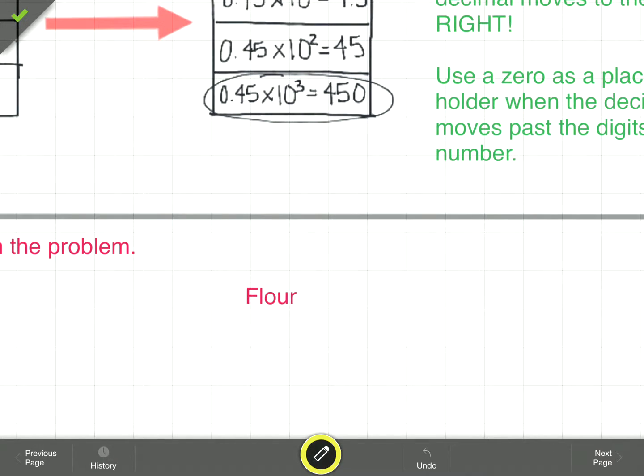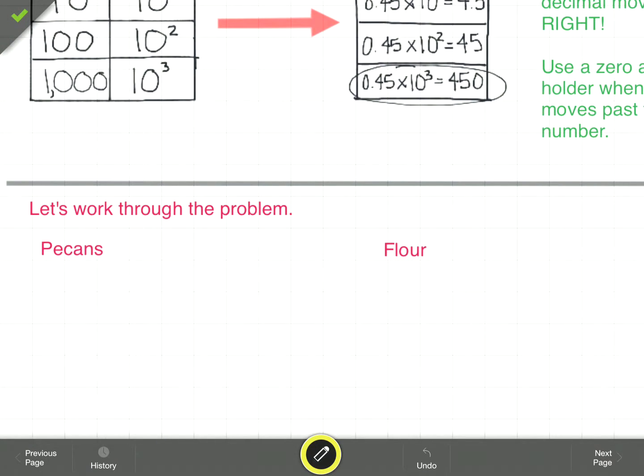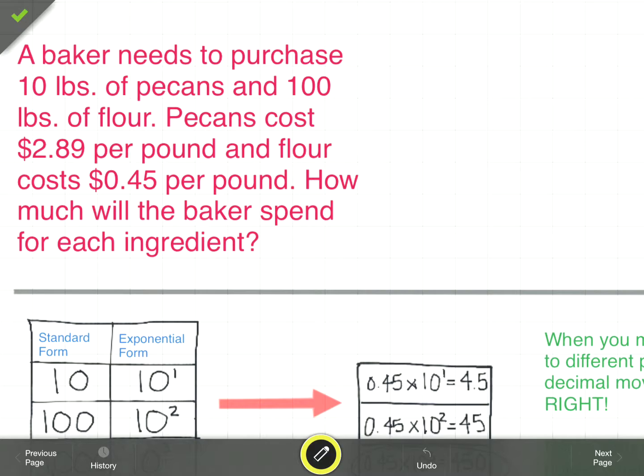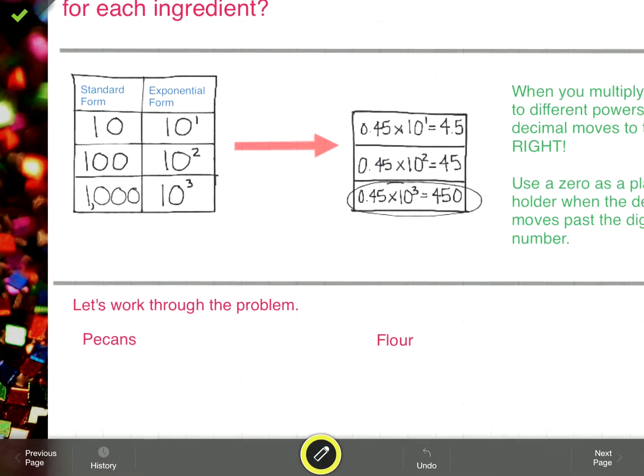Now we need to work through our problem. Remember, we have to solve for pecans and for flour. Let's look up at our original problem and write down the different prices and how much we need of each item. Pecans are $2.89 per pound, and we need 10 pounds of them. Flour is 45 cents per pound, and we need 100 pounds of them. So now let's go write our problem.